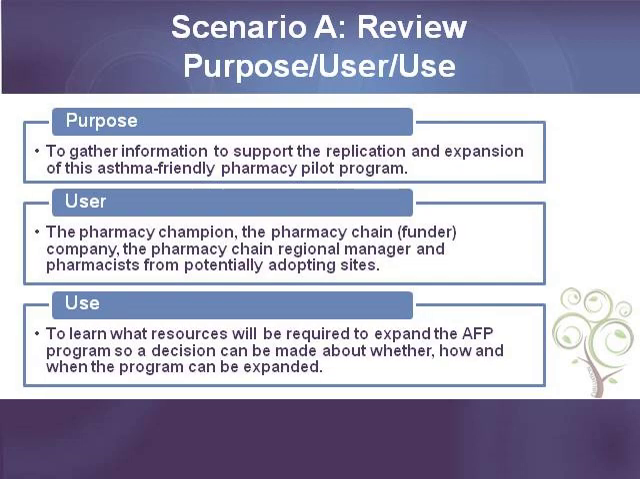The purpose, user, use, again, as a reminder, we don't need a new purpose, user, use, rather we're going to deploy them to help us set our focus. Purpose, gather information to support replication and expansion. Who's going to use? The pharmacy champion. The pharmacy chain, who's the funder, the pharmacy chain regional manager, and of course ultimately the frontline pharmacists we're trying to get to adopt this program. How are they going to use the data to figure out what resources are going to be required to expand it so they can make decisions about whether to do that or not, how to do it, and when to do it.